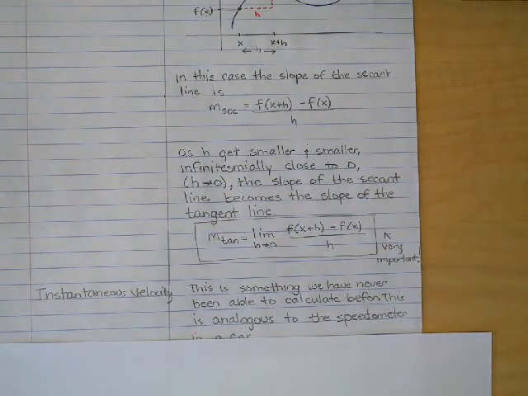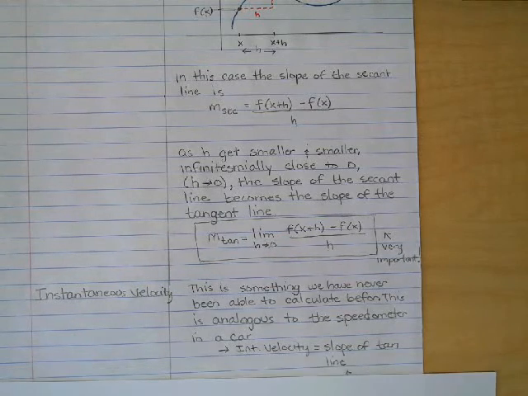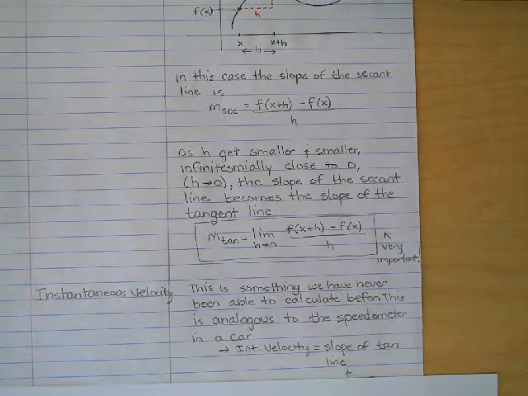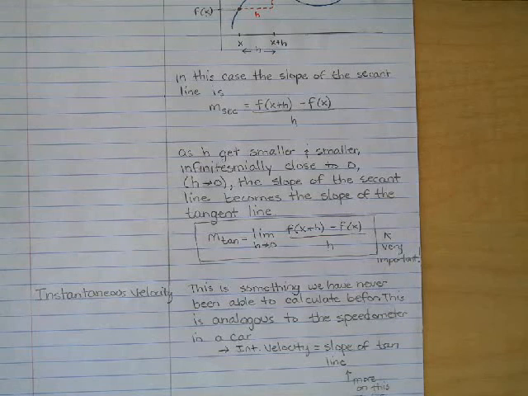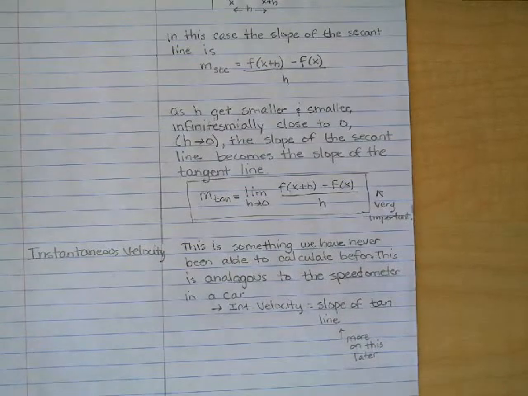Okay, and then let's look at instantaneous velocity. And before calculus, we could never calculate it. Okay, that's what's on the speedometer. And instantaneous velocity is just slope of the tangent line. Okay, more on that coming up later.